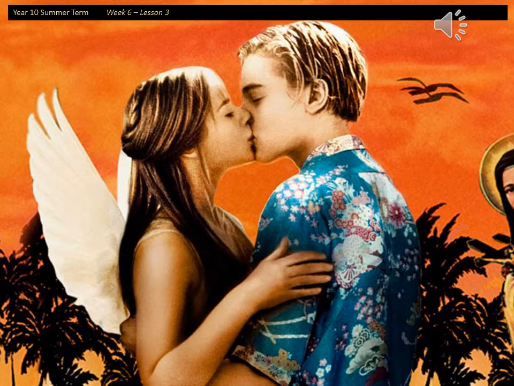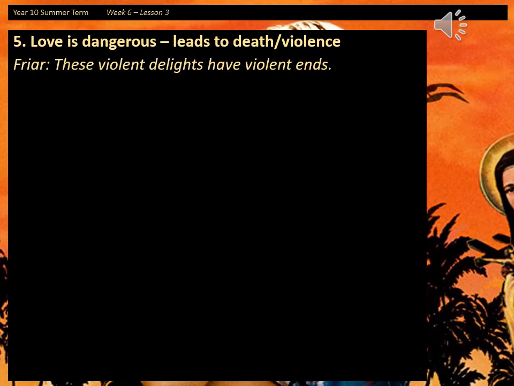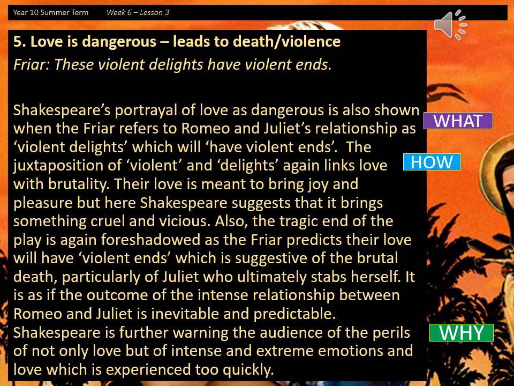So I'm just going to take one of the points I made about love from the extract and then that supporting quotation from somewhere else in the play. So I've gone with the fact that love is dangerous and it leads to death or violence. And the quotation I chose was from the Friar, who said, "These violent delights have violent ends." And turning that into a what, how, why paragraph, we get something like this.